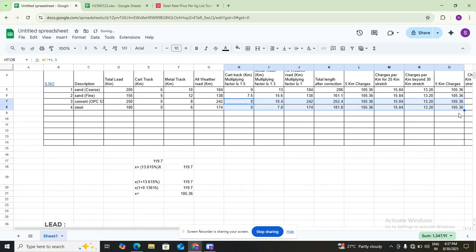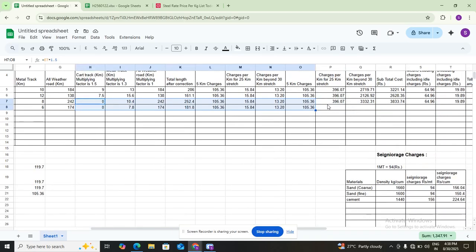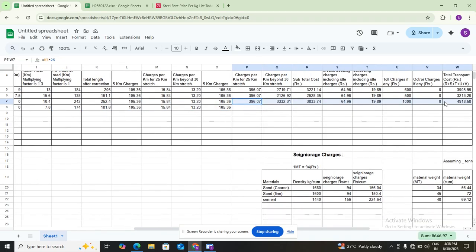Okay, this is the 105.36 charges, same. What is the corrected kilometer? The total is 181.8, which is 1.8 kilometers added extra because the metal road has been there. The factor is a multiple, and we need to keep that one. The same charges are applicable. There is no change in the charges. There are no loading charges, everything is the same.